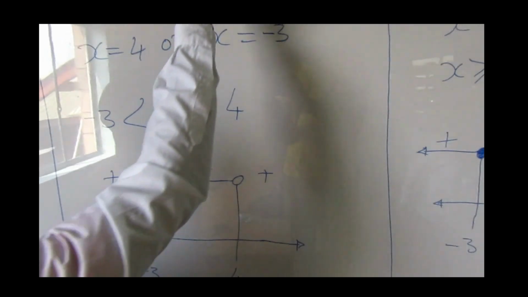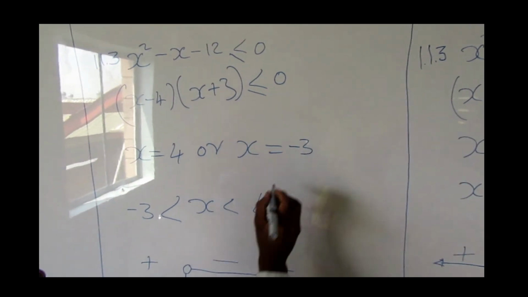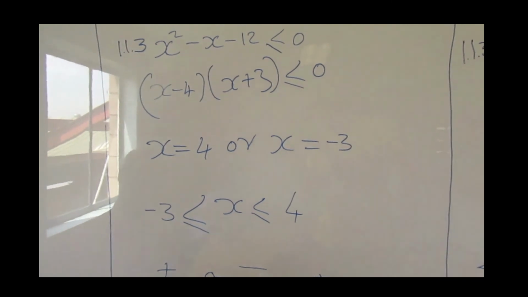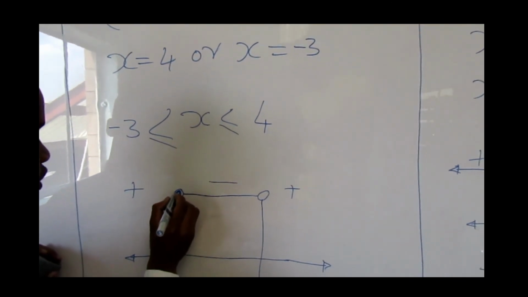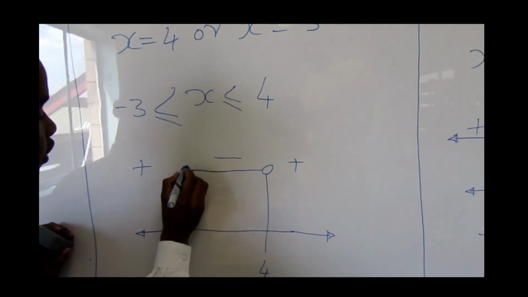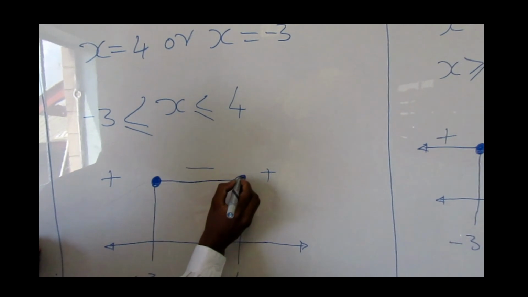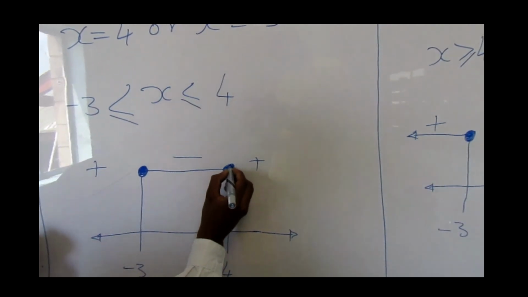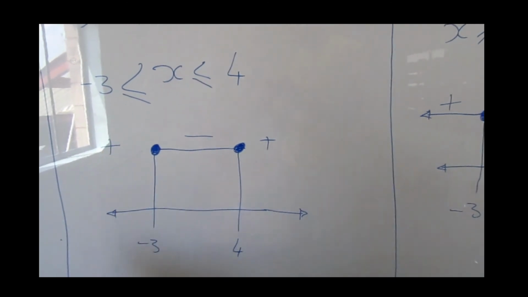So when it is less or equal, or greater or equal, here we are going to shade again. We shade because it's less or equal, or greater or equal. I think we are done.